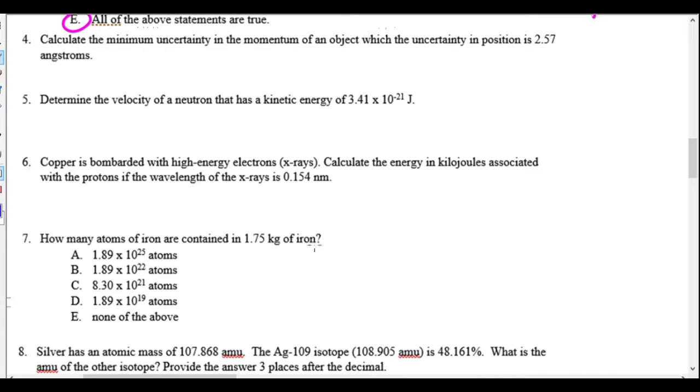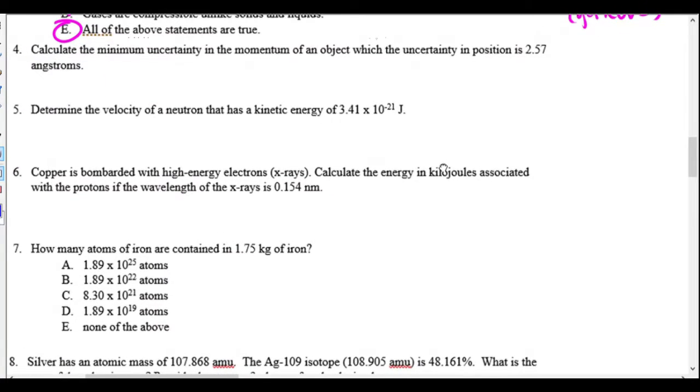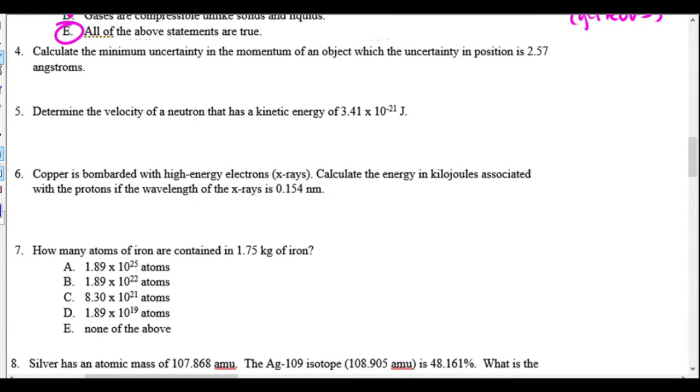Calculate the minimum uncertainty in the momentum of an object, given that the uncertainty in its position is 2.57 angstroms. So let's really quickly turn that 2.57 angstroms into meters, which we can use. We're going to be using Heisenberg's uncertainty here. So our delta x, our uncertainty in position, is 2.57 angstroms, and 1 angstrom is 10 to the negative 10 meters. So our delta x is going to be 2.57 times 10 to the negative 10 meters.